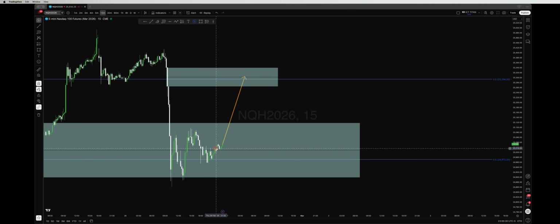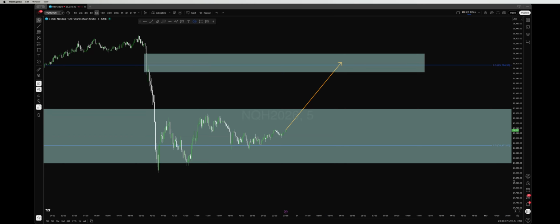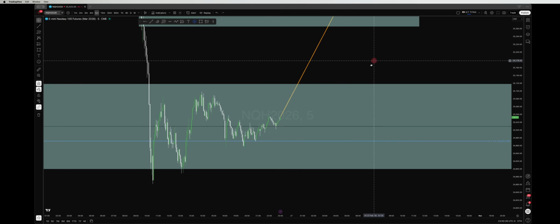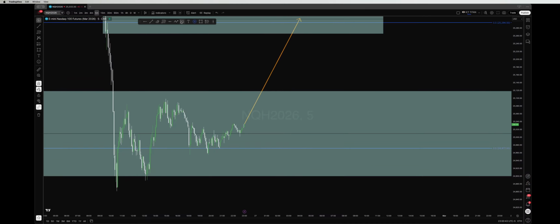So is this the entry model? No. What can be the entry model? You can dip down, right? You can go and look for the perfect manipulation. If it is willing to go up here, right? So what do you want? If this is accumulating, you want something to manipulate, right? And then you want some kind of distribution.